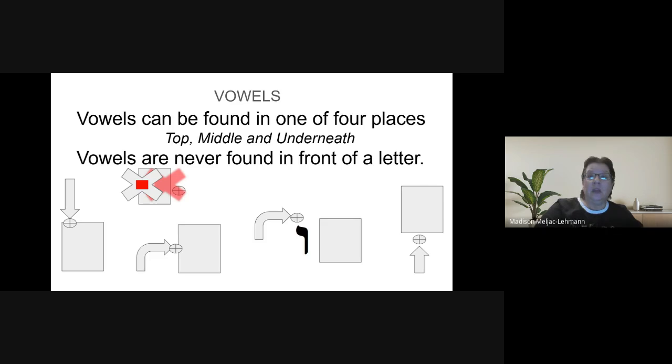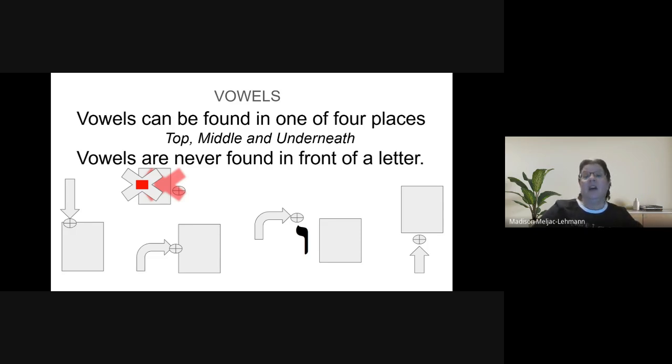Okay, good. Now remember, the dot can be in the middle of the letter. So it can be like in the stomach of the letter, I like to call it. This is the overhead one. This is the stomach. Here's the overhead one. At the last one, here's the stomach. So vowels can be literally on top, in the middle, on top of a helper, and underneath. And notice they're all on the left side. There's never a vowel in front of the letter.